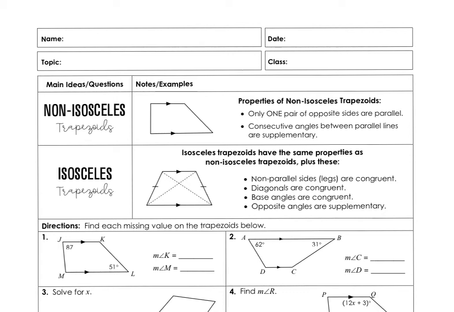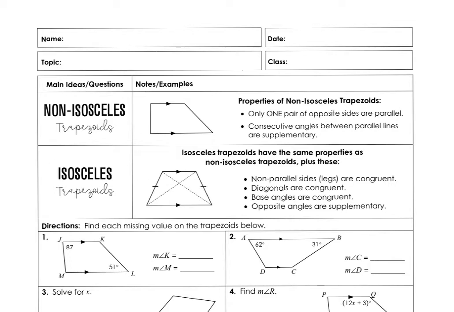All right, honors geometry. We've got a couple lessons we're going to be working through. Let's go ahead and get started with our work with trapezoids. So we have two types of trapezoids. We have a non-isosceles trapezoid and an isosceles trapezoid. Let's go through the properties of each.